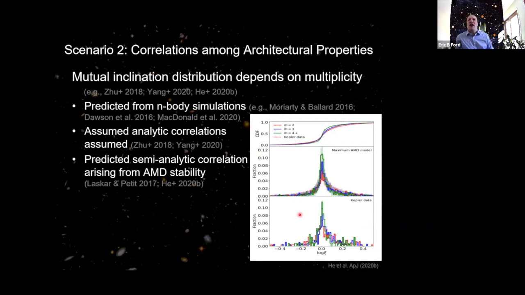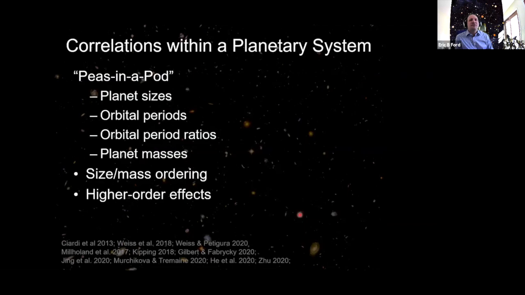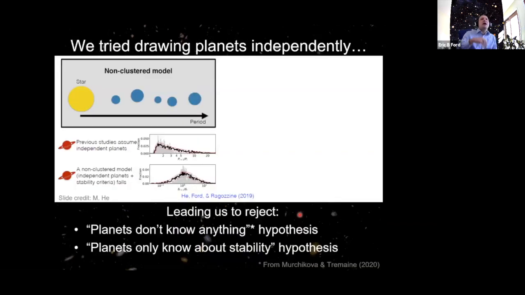Okay, so maybe let me try another direction of interesting observations, and that is correlations within the planetary system. We talked about mutual inclinations, but there are other things as well: planet sizes, orbital periods, planet masses, ordering, and some higher order effects. The nice thing to do would be to imagine planets as a Poisson process, where every planet knows nothing about the others and has an equal probability of showing up everywhere. We tried that because it's easy, and lots of the likelihood-based methods use that assumption.